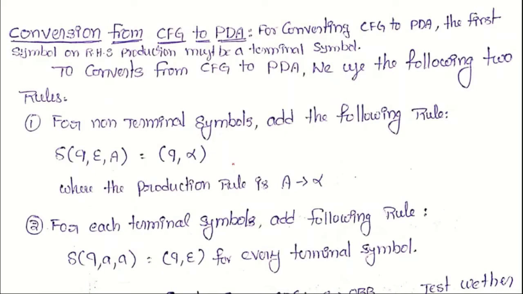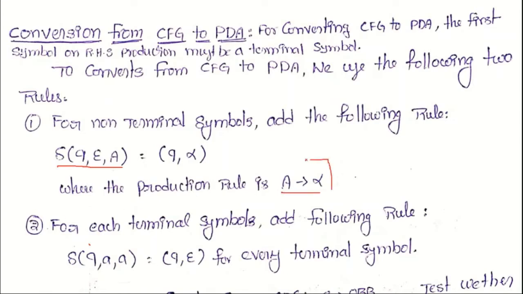After converting into GNF, we use two simple rules to convert from context-free grammar to push-down automata. One rule is for non-terminal symbols, and one rule is for terminal symbols. In the given grammar, which contains any number of non-terminals, a production rule can be written as follows. Just assume there is a production rule in the given context-free grammar, A derives to alpha.